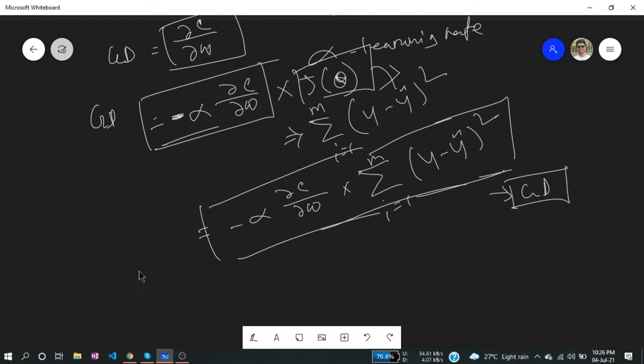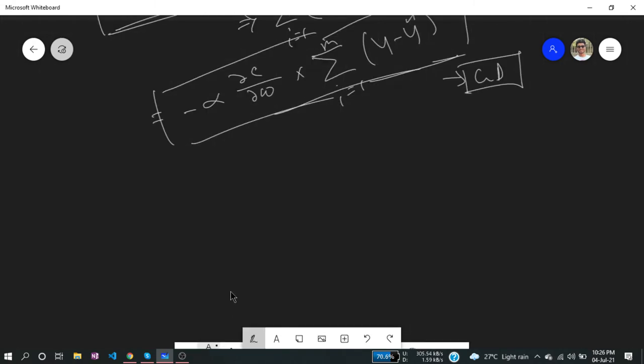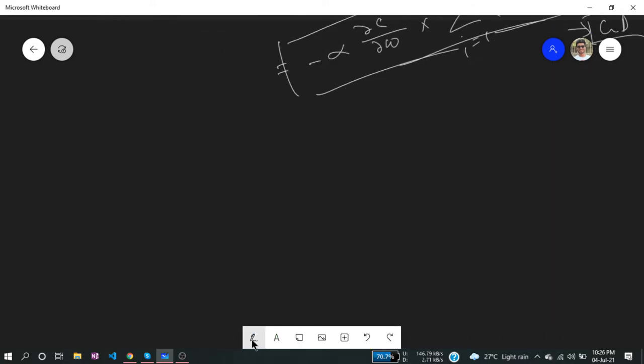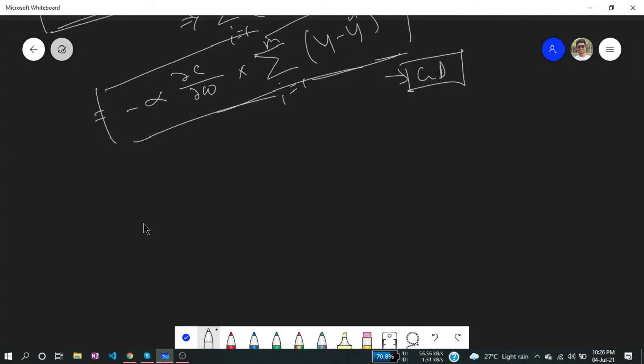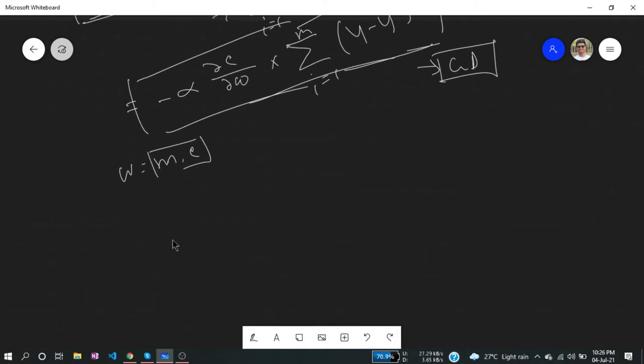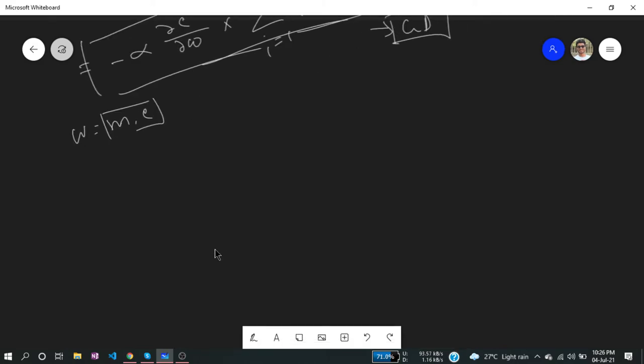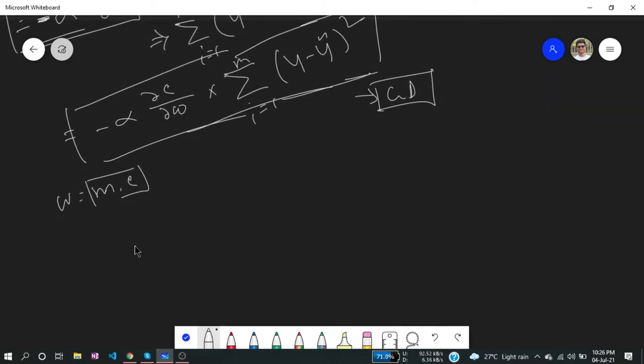So based on that, you have to calculate your M and your C. Now I can break this formula like that. We have assumed that y is equal to m and c, W is equal to m and c. So we can also write it like that, equal to minus alpha. First of all, we are calculating the m.